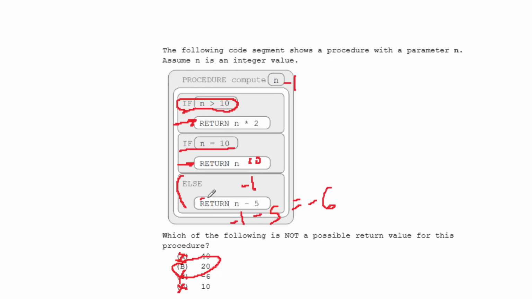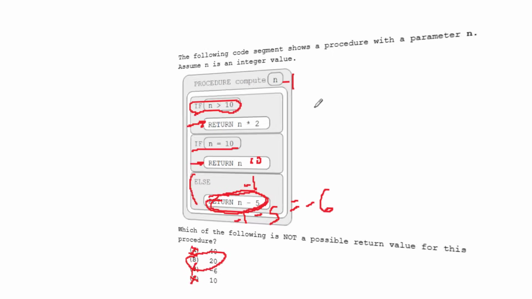And finally, for this one here, n minus 5, the only way that we end up in this else is if n is less than 10 and also not equal to 10. So n has to be 9 or lower. So we can never actually get to a situation where this will return the value 20, because this will only ever return 4 or less, right? 9 minus 5 or less than that.